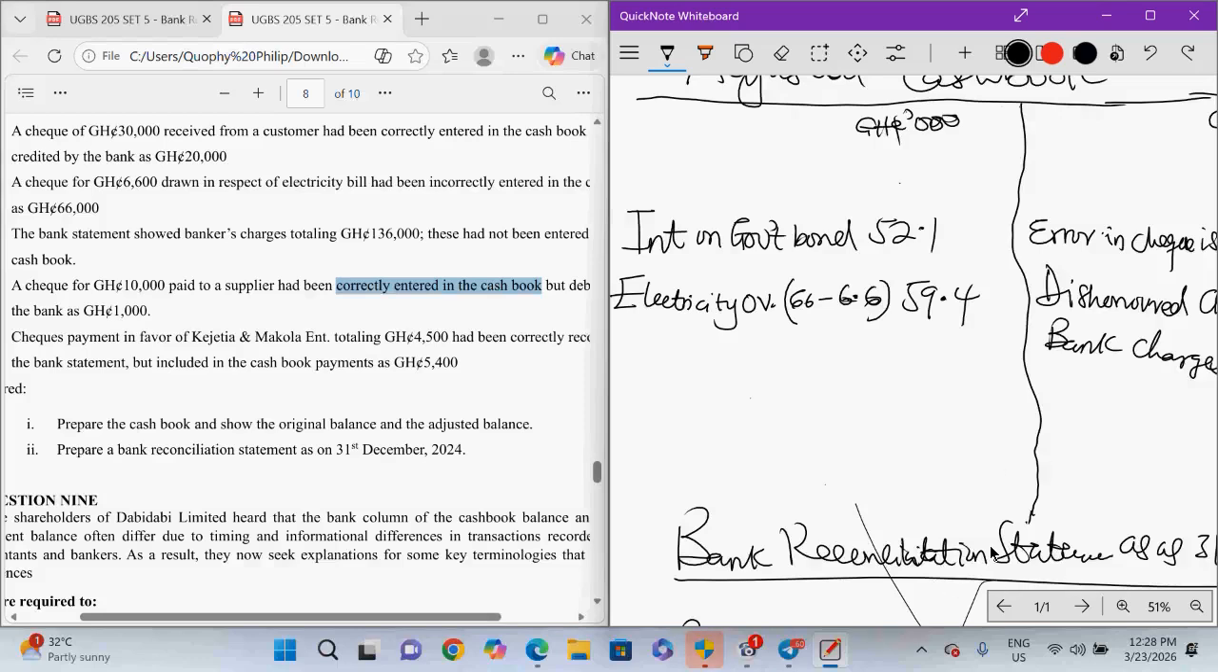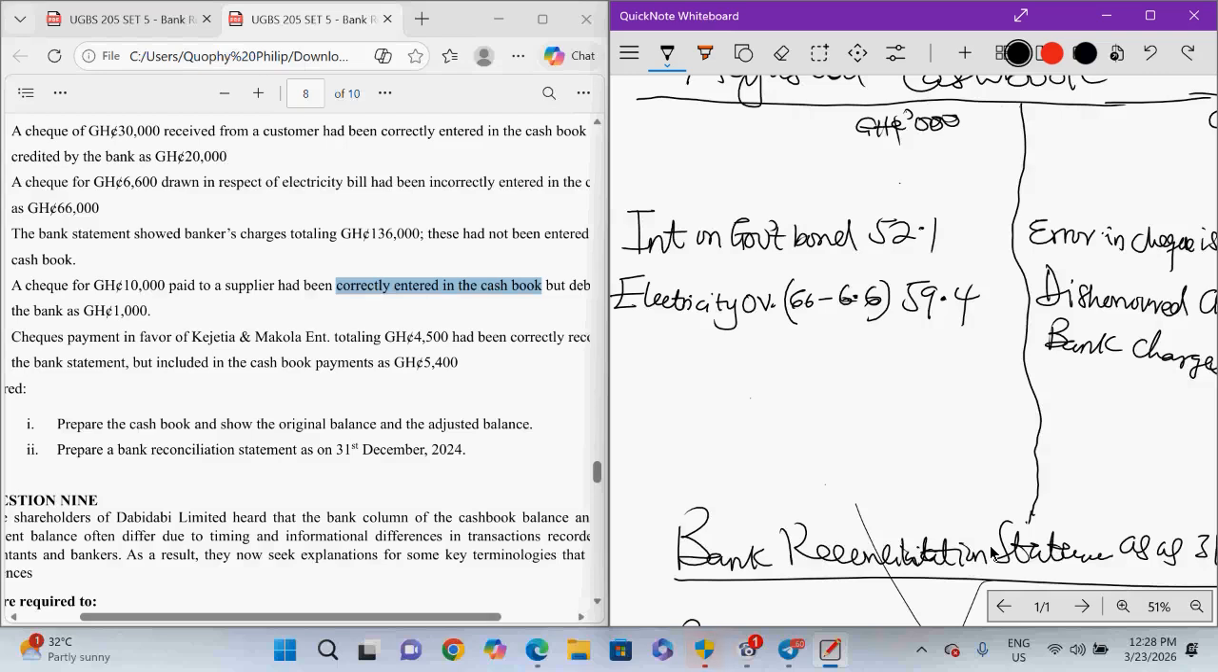And so now, also since the check was 10,000, but the bank entered 1,000, it's going to decrease our bank statement. So we'll add it to the uncredited check.